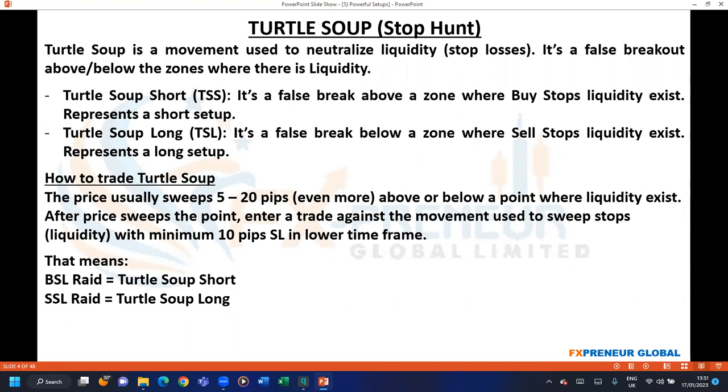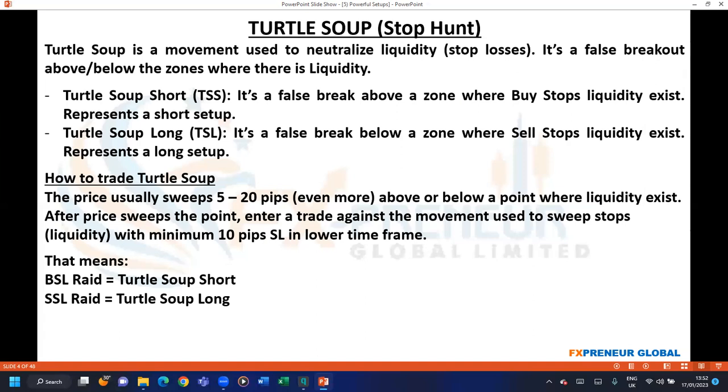Turtle soup is the same thing as stop hunt. When you hear turtle soup, we are referring to stop hunt. Turtle soup is a movement used to neutralize liquidity, that is stop losses. It is a false breakout above or below the zones where there is liquidity. The movement used to neutralize liquidity is turtle soup. Sorry, it's the same thing as stop losses, all right?